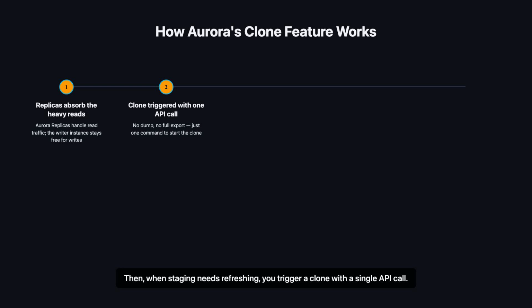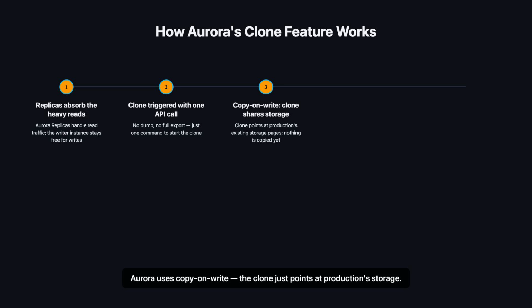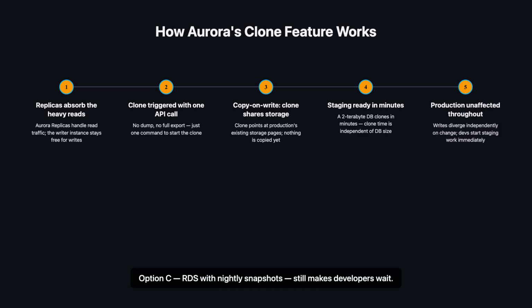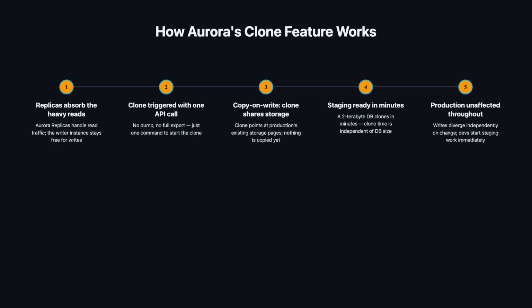Then, when staging needs refreshing, you trigger a clone with a single API call. Aurora uses copy on write. The clone just points at production storage. No data is actually copied up front. Only when something changes does Aurora write a new page. That means even a 2 terabyte database clones in minutes, not hours. Production never slows down. Option C, RDS with nightly snapshots, still makes developers wait. The exam rewards Aurora's clone feature. That's why A wins. Ready?